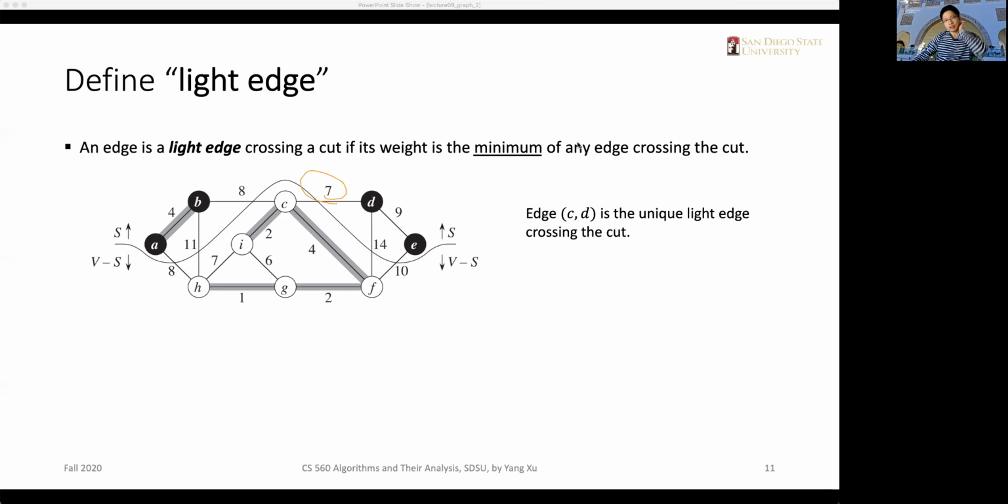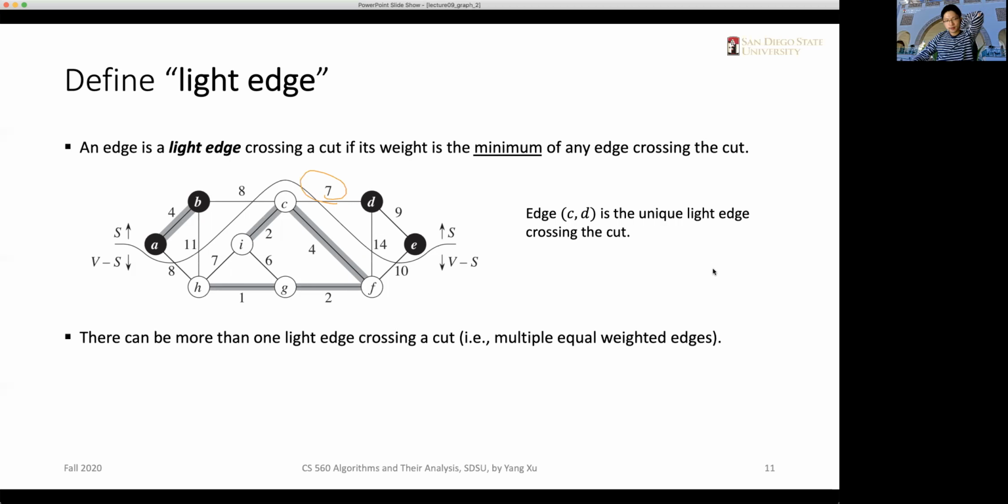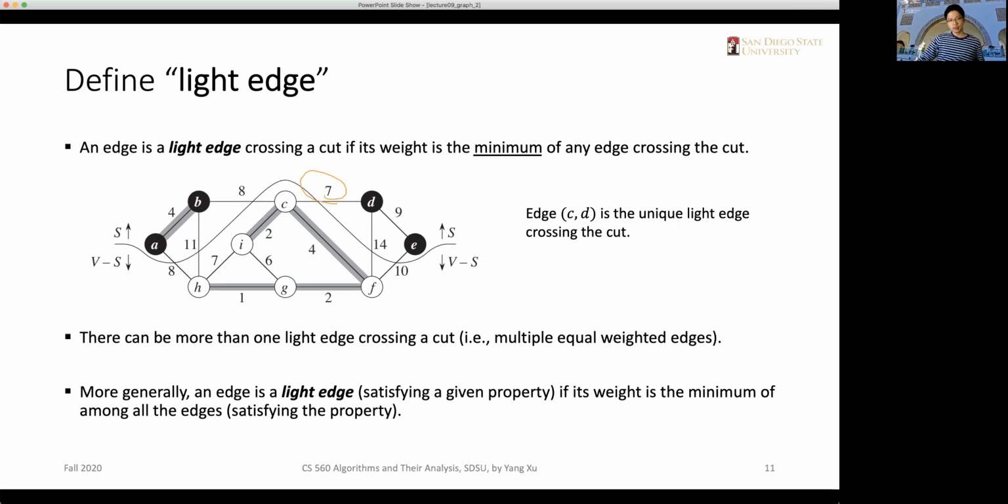The light edge can actually apply to other scenarios. It can be applied not just to the edges that cross the cuts. If there are more than one light edges, then in most cases we can randomly select one. More generally, an edge can be a light edge with respect to any other properties other than crossing the cut. But in this case, we'll consider the light edge that crosses the cut.